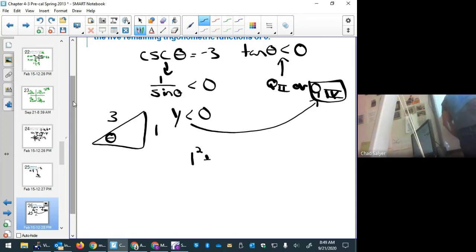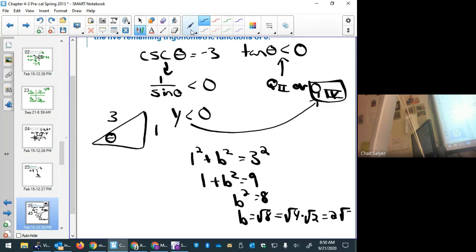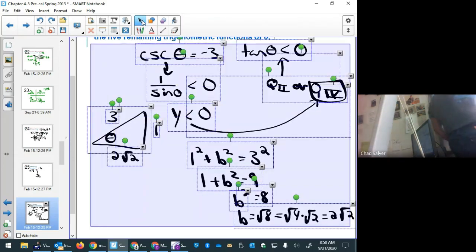So 1 squared plus our unknown side, b squared, has to equal 3 squared. And don't use negatives for distance on a triangle, in case you're wondering why I didn't include that negative. Distances are always positive. So this is 1 plus b squared equals 9. B squared equals 8. B equals the square root of 8, which is the square root of 4 times the square root of 2, which is 2 times the square root of 2. Now I need some room, so I'm going to clear all this up.